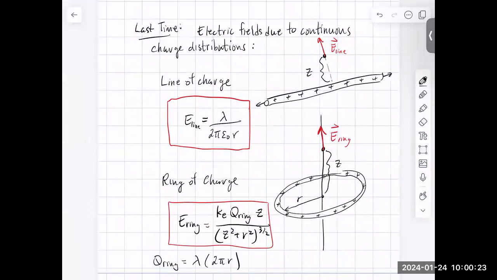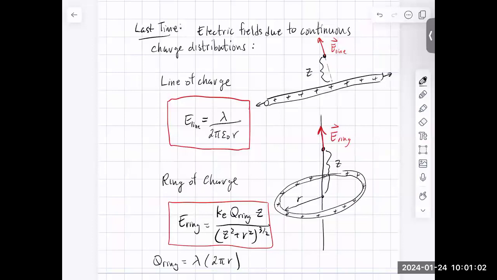So the sorts of things we've been talking about recently are the electric fields due to continuous distributions of charges. The ones that we thought about carefully are the electric field due to a line of charge and the electric field due to a ring of charge. To calculate these was a little bit of work. We had to set up these integrals, and they weren't trivial problems. So we're going to start to develop some methods that we can use to calculate electric fields in certain situations in a more clever, less difficult way.